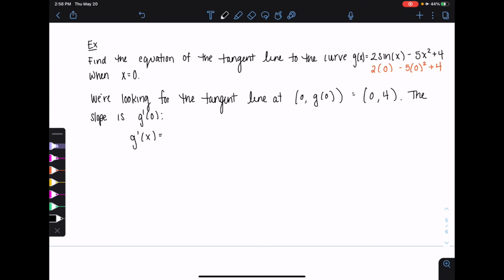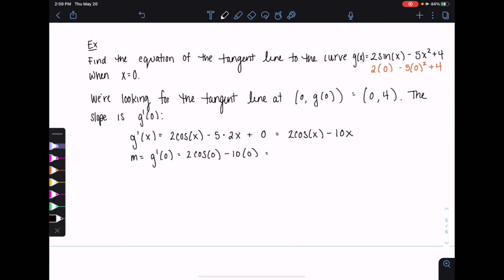Taking the derivative of this, derivative of 2 sine is 2 cosine of x. Derivative of negative 5x squared is negative 5 times 2x. Derivative of 4 is nothing. So my derivative is 2 cosine of x minus 10x. And so my slope is, I plug in 0 to the derivative, that's 2 cosine of 0 minus 10 times 0, which is 2 times 1.